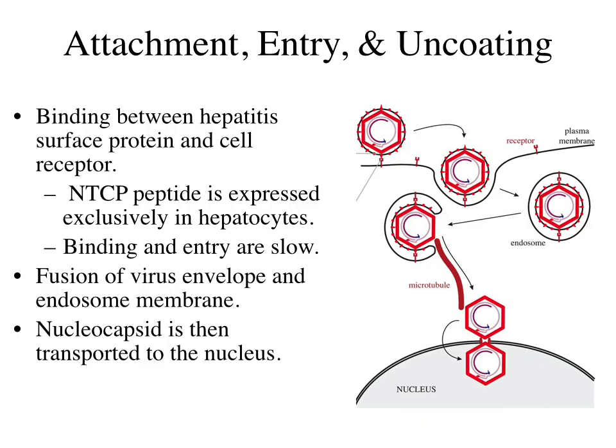Now we need to talk about the replication cycle for hepatitis B virus. The virus infects only the liver due to the hepatocyte-specific expression of the HBV receptor, human sodium taurocholate cotransporting polypeptide, or NTCP. NTCP is expressed only on human hepatocytes. So mature HBV virions enter hepatocytes through the NTCP receptor on the cell membrane.